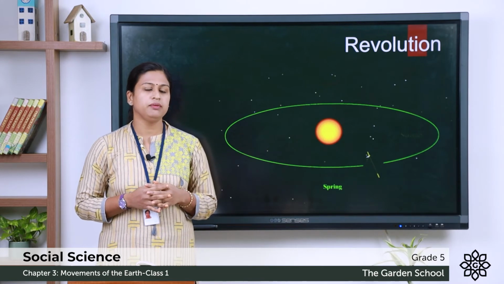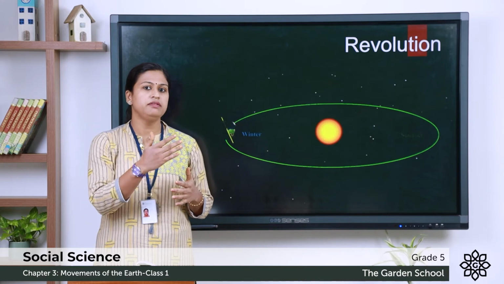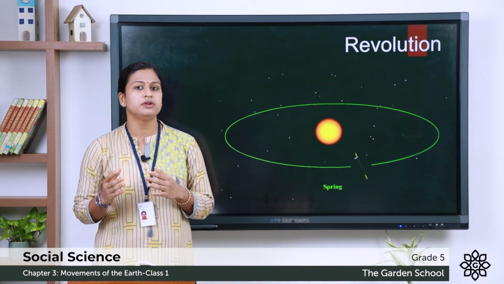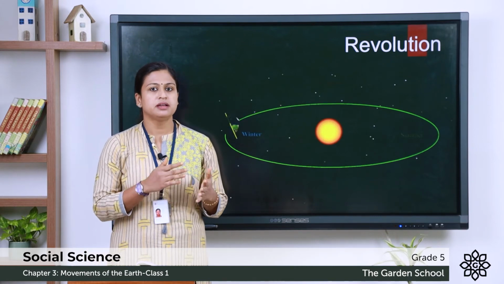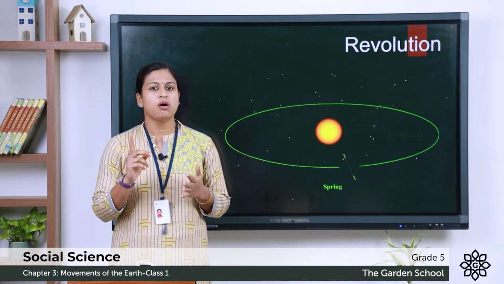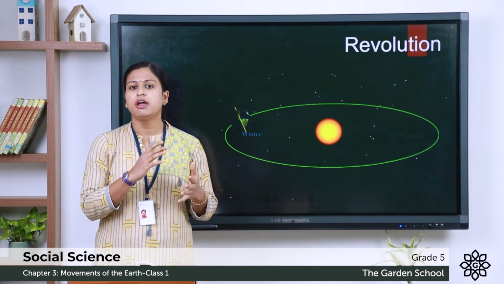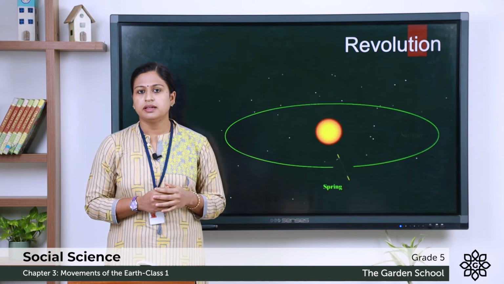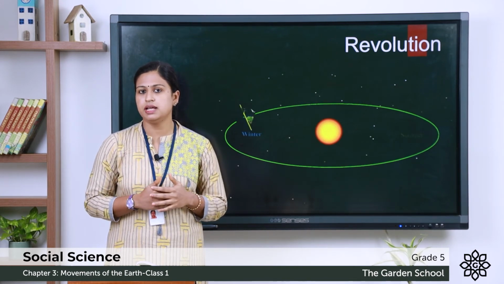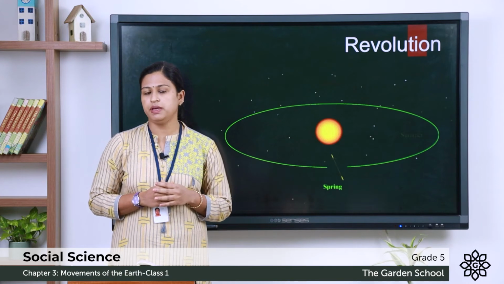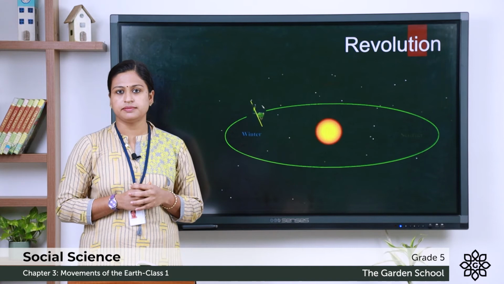However, in the calendar we have 365 days. So the balance 1/4 days is added up over 4 years in a row. This becomes 24 hours or 1 day. And this extra day is added to the month of February. As a result, the year in which February has 29 days is called the leap year. So, the leap year has 366 days.